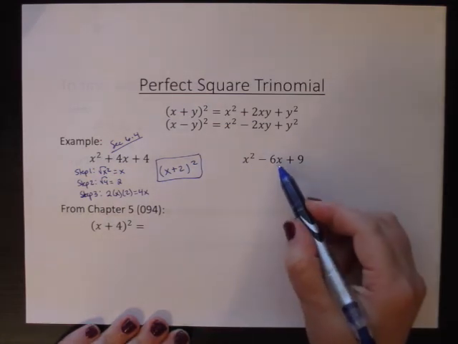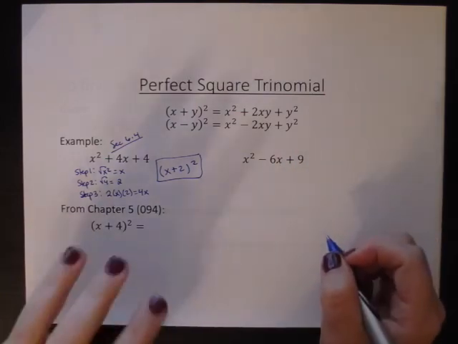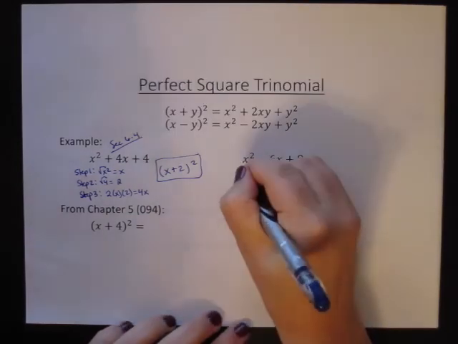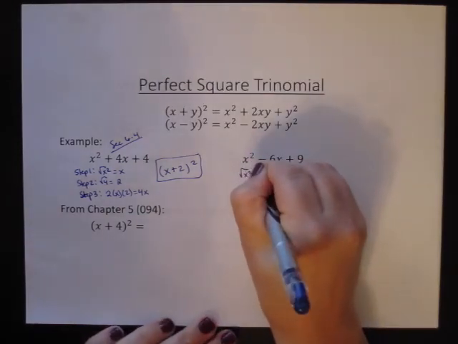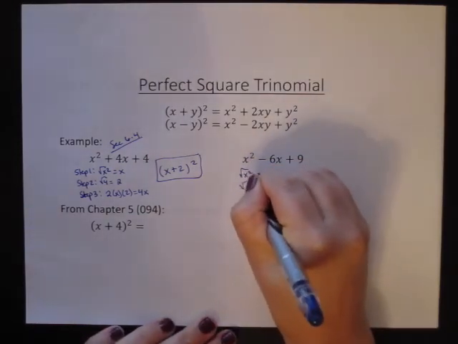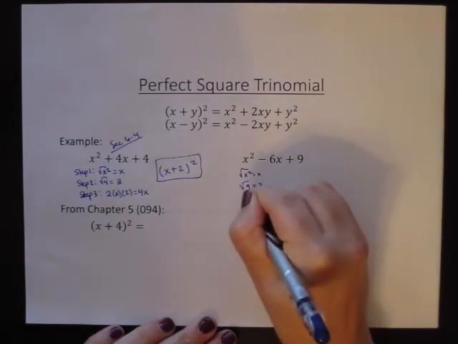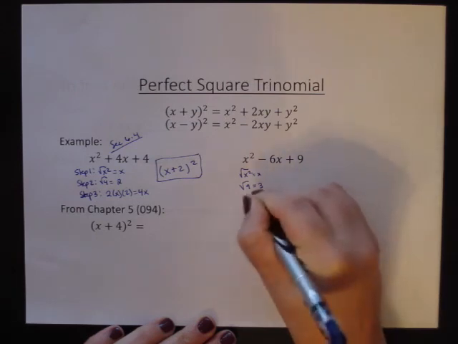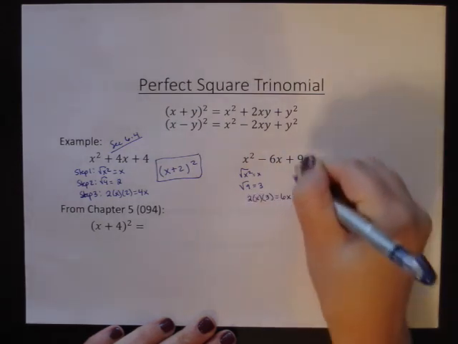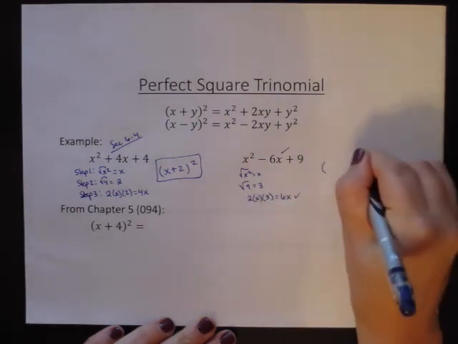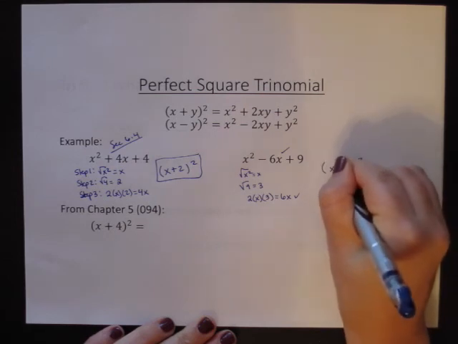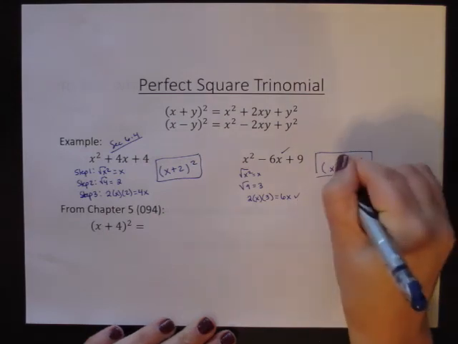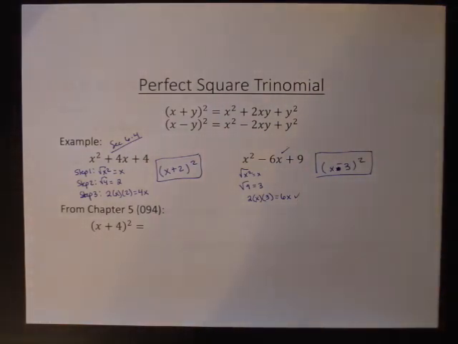Alright, so we have x squared minus 6x plus 9. We have 3 terms. My first and my last term are perfect squares, so I'm going to take the square root of x squared, which is x, the square root of 9, which is 3. Then I've got to check it, so I'm going to go 2 times x times 3, which 2 times 3 would be 6x. That matches. So then I go my binomial squared, that should be x minus 3, parentheses squared. Hopefully you got that one right.